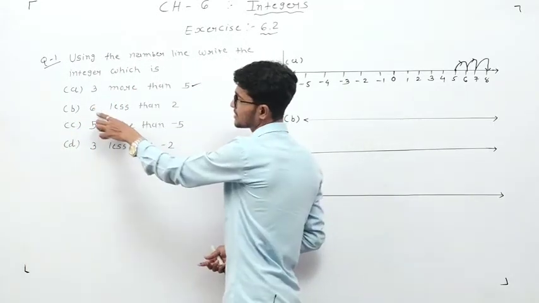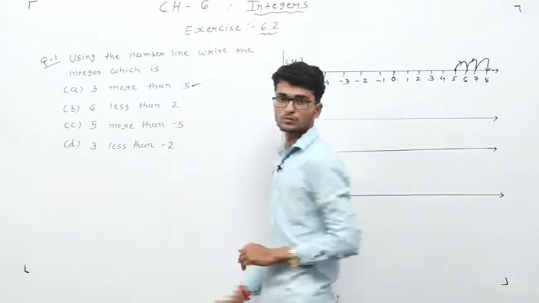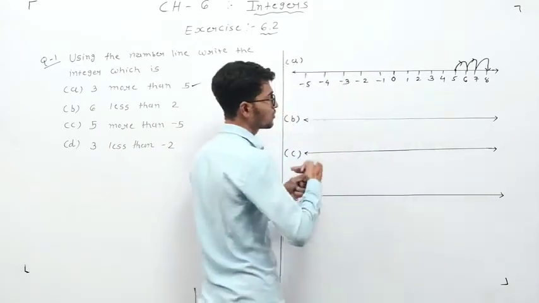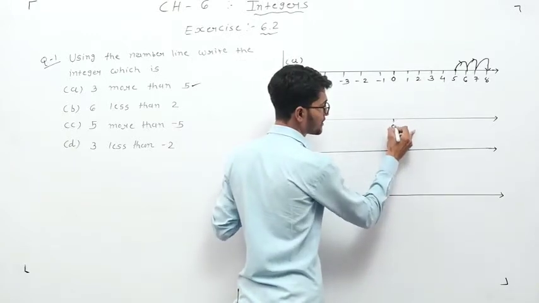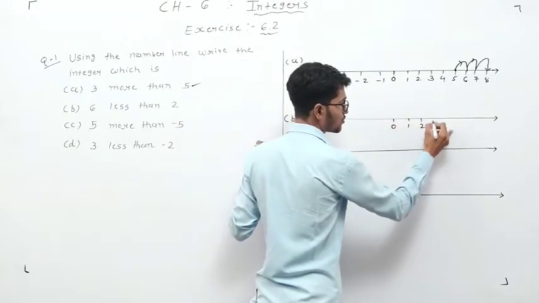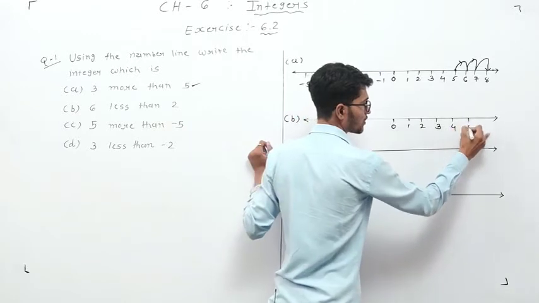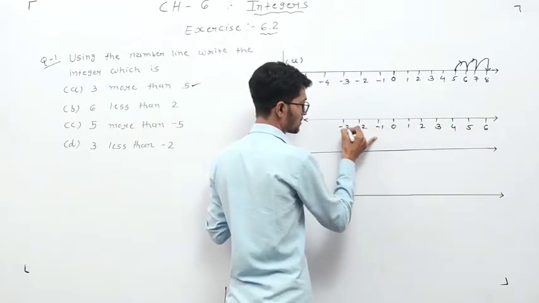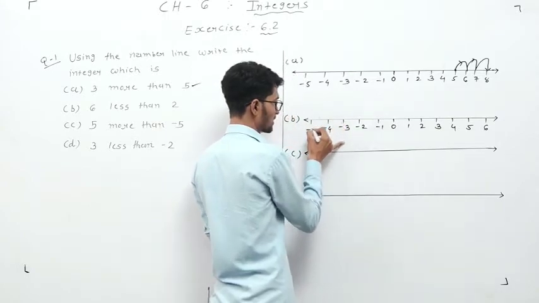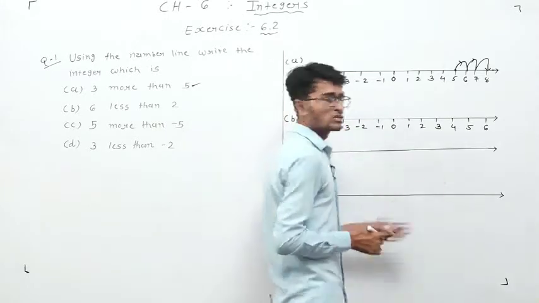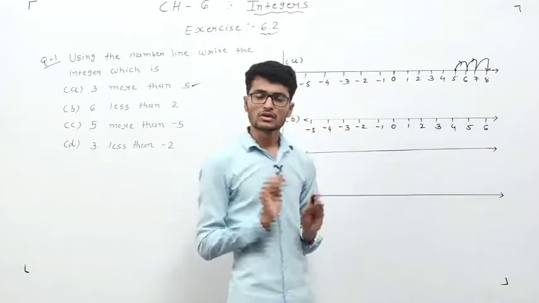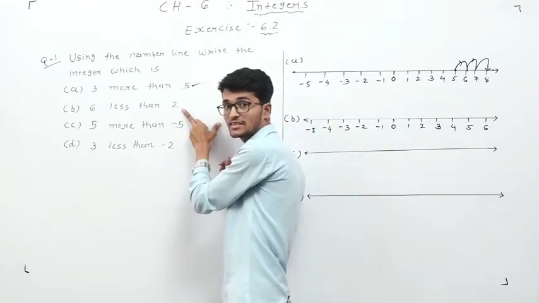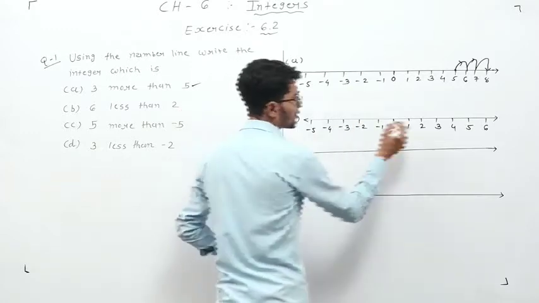Same for the second one. In the second question, 6 less than 2. First of all, draw the number line: between 0, 1, 2, 3, 4, 5, 6, and on this side minus 1, minus 2, minus 3, minus 4 and minus 5, going to infinity on both sides. Same as the first one, first check the last number. The last number is 2, so our 2 is here.